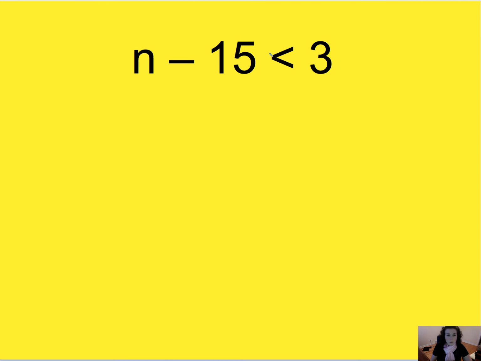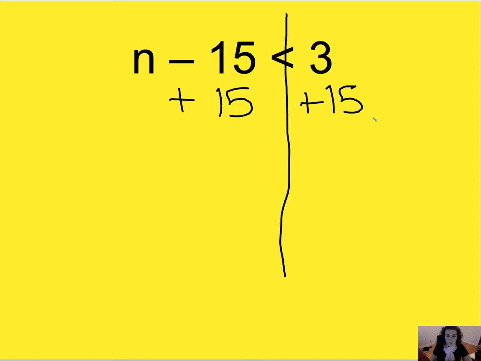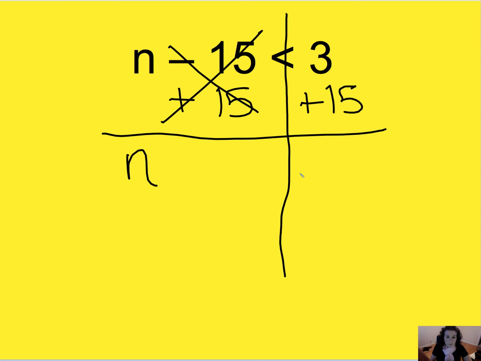All right, another example here. n minus 15 is less than 3. Separate your two sides. The n is on the left along with the 15. It's attached with subtraction, and that subtraction sign goes with the 15, so the inverse would be to add 15. And I do it on both sides. Bring down the n, negative 15 plus 15 cancels. Bring down your less than sign, and then 3 plus 15 is 18.